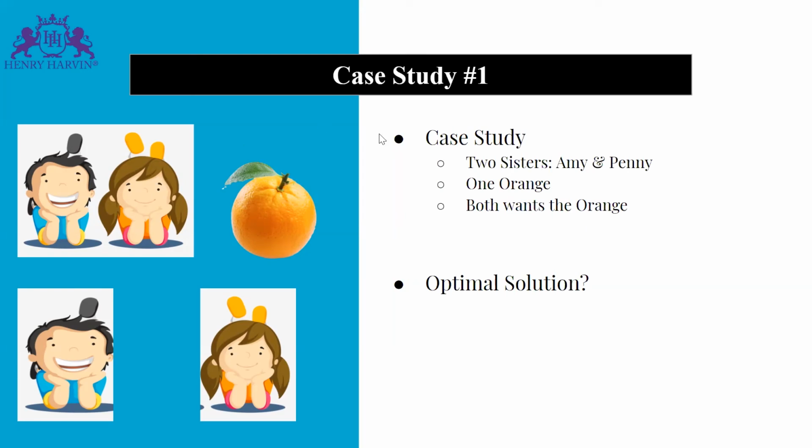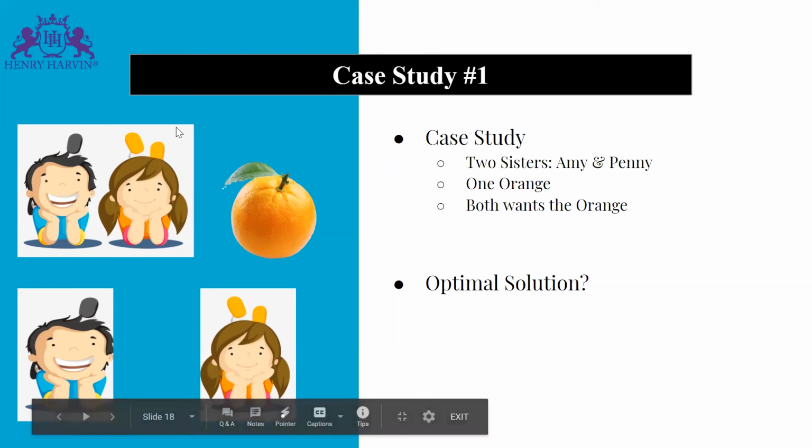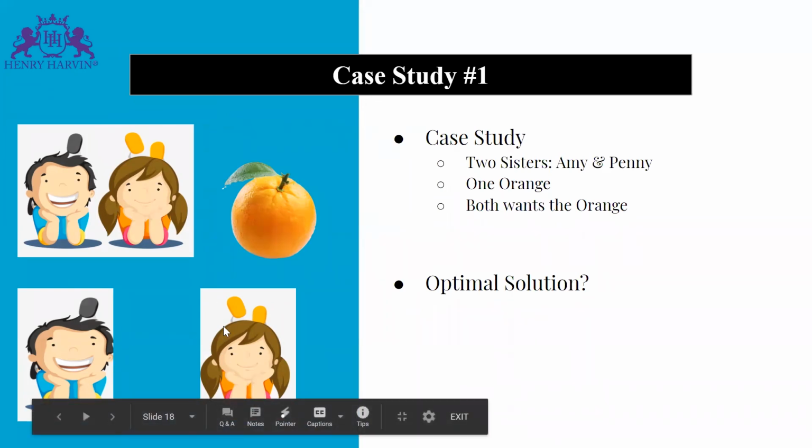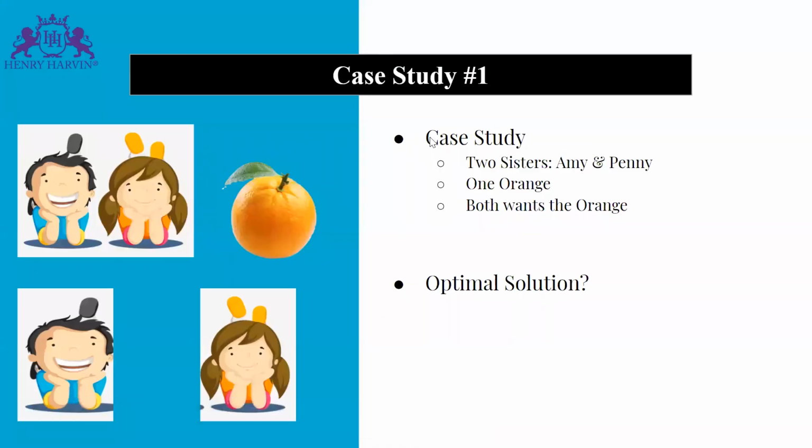Okay, there are 2 siblings. This is a very famous one with regards to understanding negotiation. So 2 siblings, there's just 1 orange. Both of them want the orange. So what could be the optimal solution? Before we actually work on this canvas, what do you think the optimal solution would be? Both of them ultimately want the orange. So what is the solution?